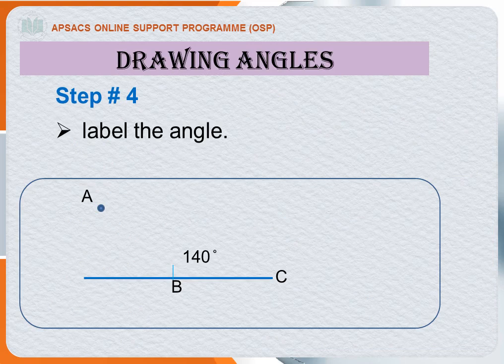Now take a quick recap of drawing angles. In the first step we drew a straight line and marked the center, and by using a protractor we marked 140 degrees, and then we drew a line to connect the dotted point to the center of the baseline. The last step is to label the angle, and the angle ABC is equal to 140 degrees. Clear?